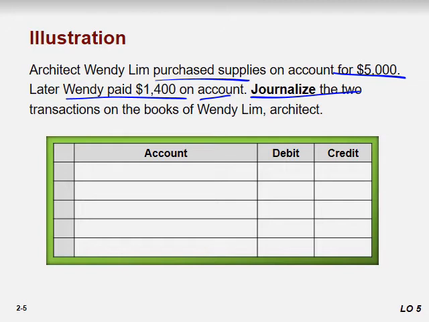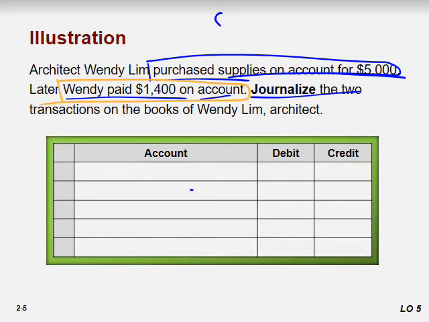We have two transactions here. One is purchase supplies on account, and then later on Wendy paid 1,400. So when he purchased on account, which account is going to be affected?